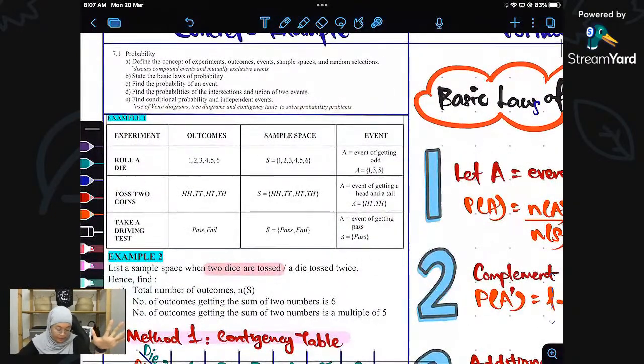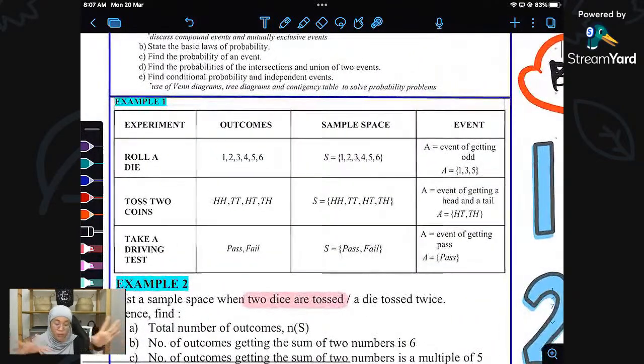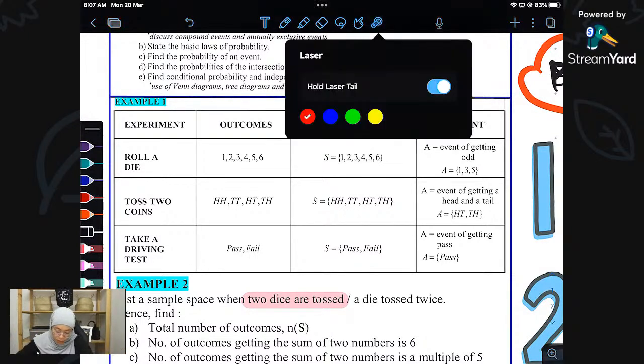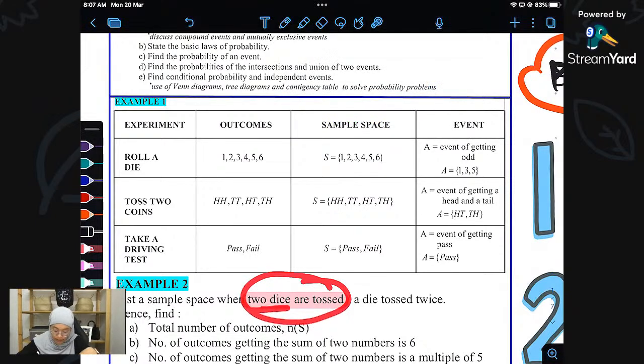Okay, so example 1 here is to show you the experiment. Like I say, rolling a die. A die meaning satu dadu. 2 dice meaning dua dadu. Okay, 2 dice. You can see here example 2, that we call this 2 dice are tossed.